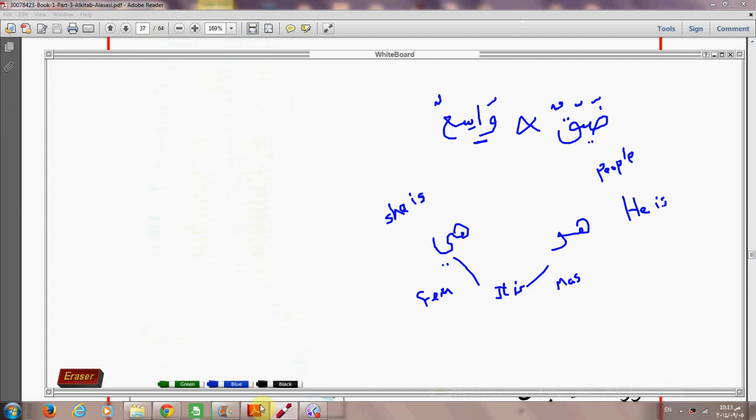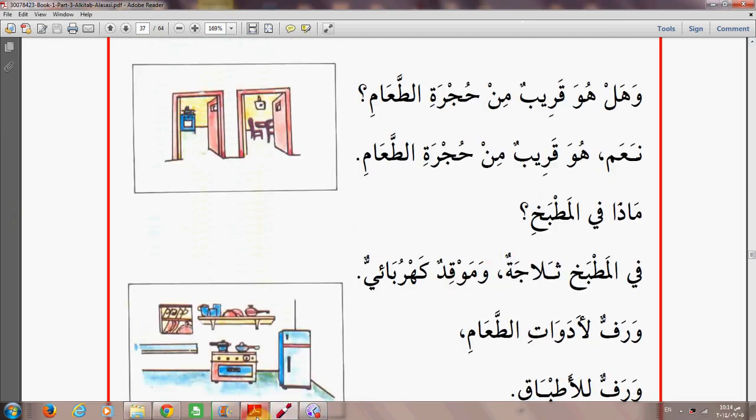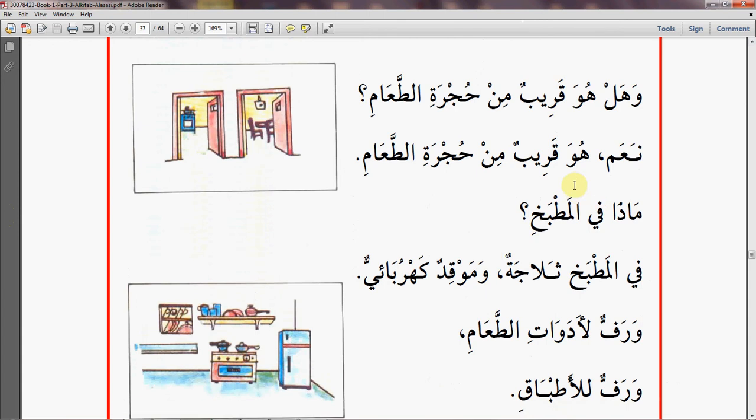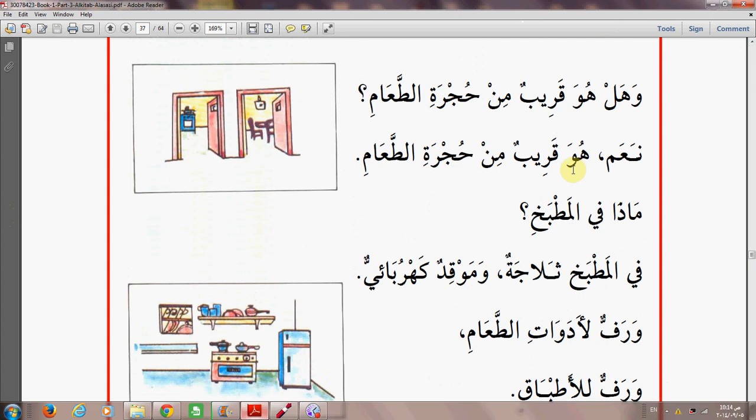That's why Bakr said huwa. He talks about the kitchen. Al-matbakh is masculine. Okay? That's why he used the pronoun huwa. نعم هو قريب من حجرة الطعام. Yes, it is close to the dining room.